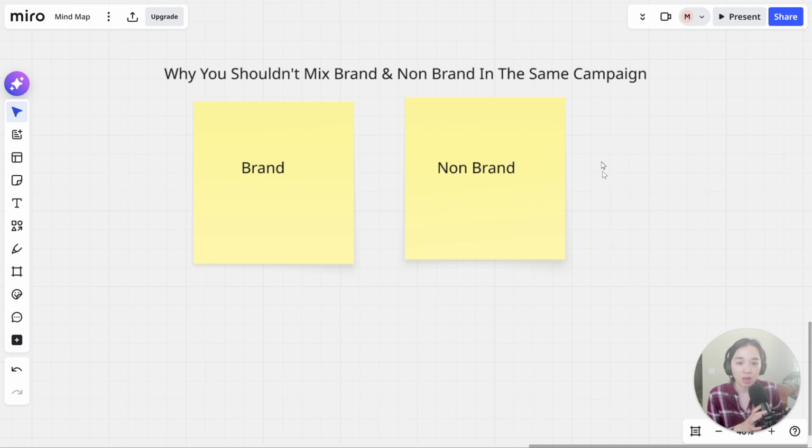So the issue ultimately is that you won't be able to scale effectively when you have these two together. Brand demand will eventually become capped. People either search for you or they don't. Non-brand is really where growth happens. This is where the prospecting happens. So if you mix them, you don't know how much to invest in prospecting and also when non-brand is actually working or not.